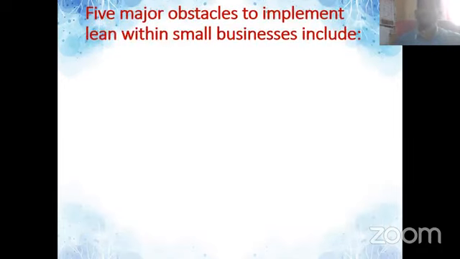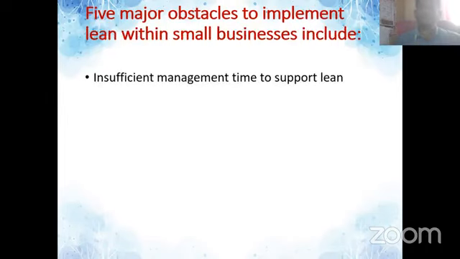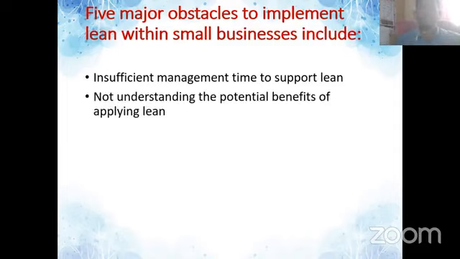There are basically 5 major obstacles to implementing lean in a small business, which include insufficient management time to support lean. So management doesn't provide sufficient time, or they don't pay attention to the problems which are occurring in the business. They're not understanding the potential benefits of applying lean.